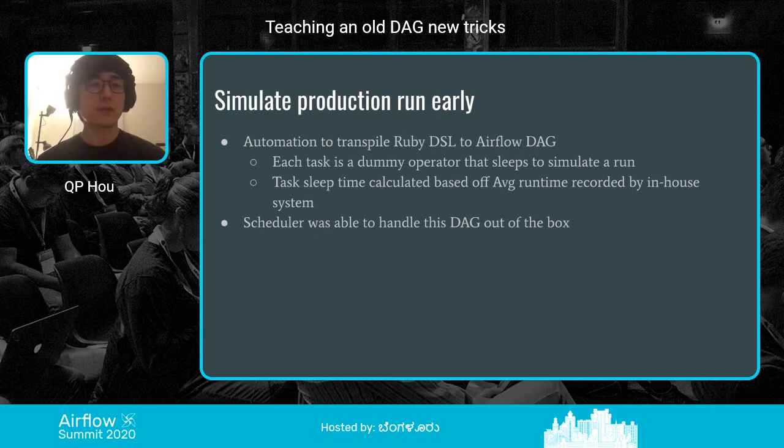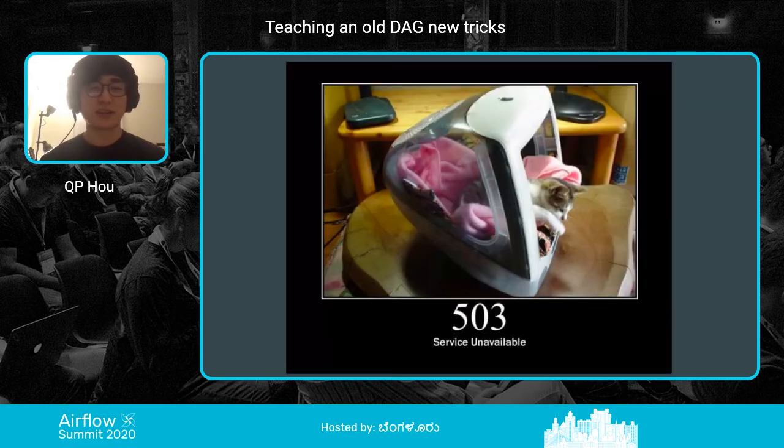At the beginning, we were really happy that the scheduler was able to handle this stack without any problem out of the box, until I tried to view this stack in the web UI, and this is what I got. It turns out that the DAG is so large that Airflow was not able to render it on the web UI, and basically all the requests were timing out.